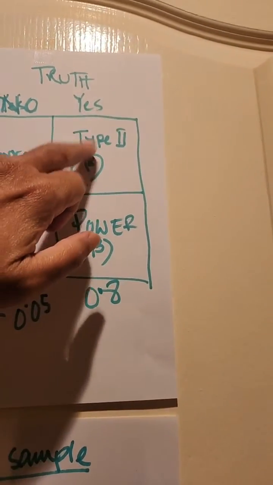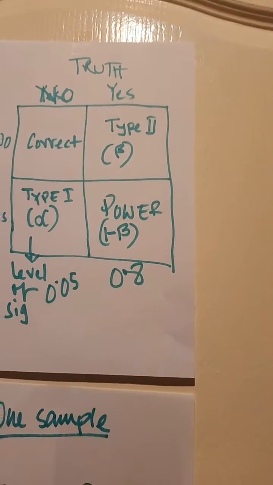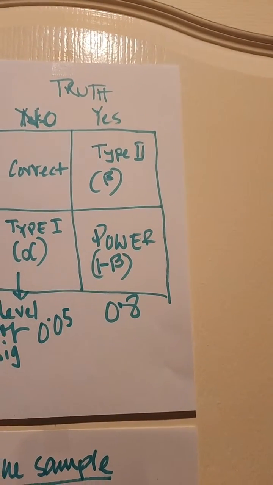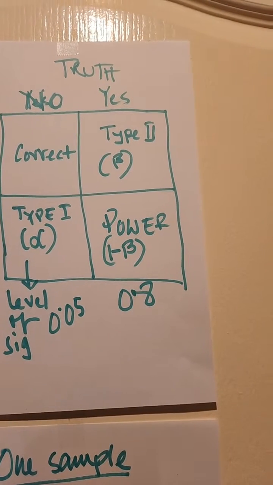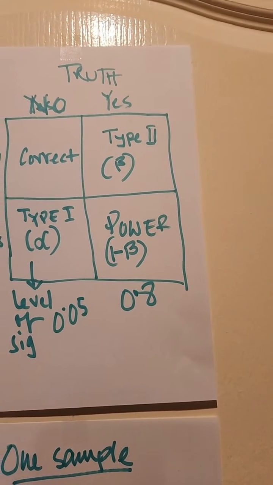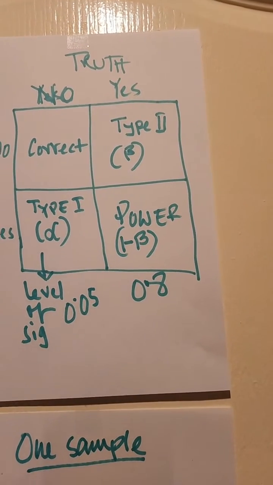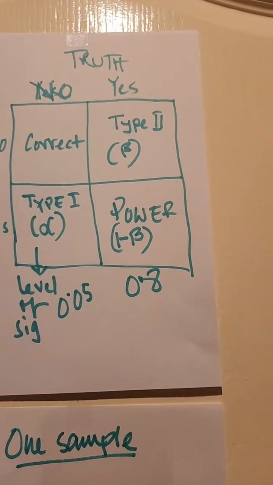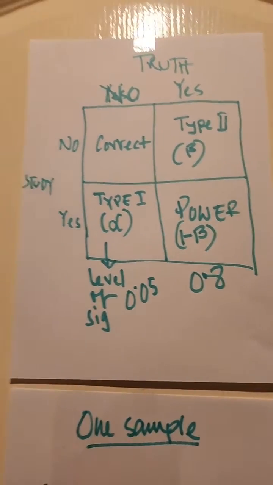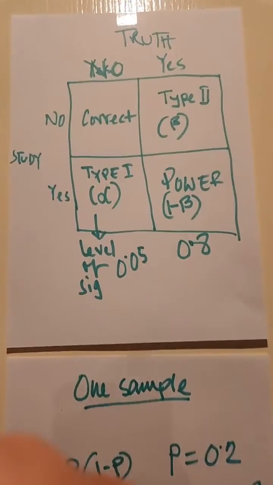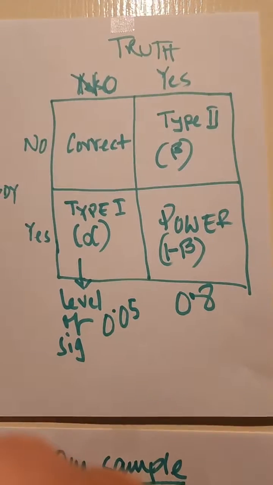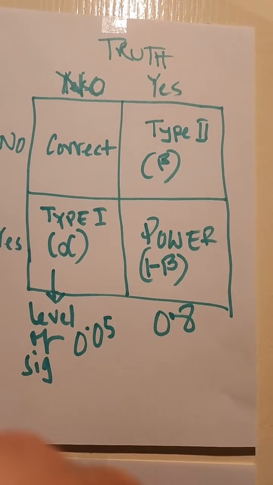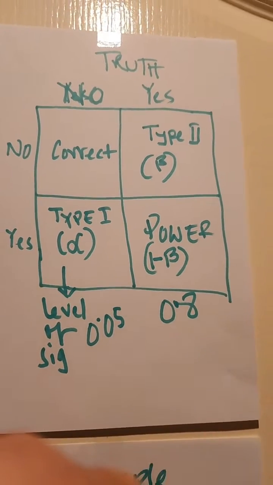How about this cell? This is called type 2 error, where there is actually an association, or there is actually a difference. But our study is saying no, there is no difference, or our study fails to identify or detect that difference. That is also an error. We call it type 2 error. And the possibility of both type 1 error and type 2 error happening can be reduced by having a larger sample size.